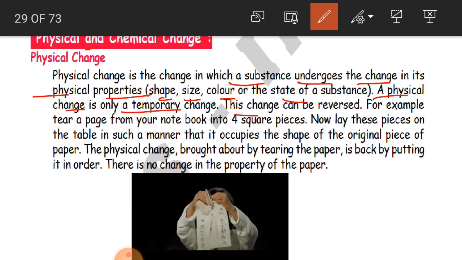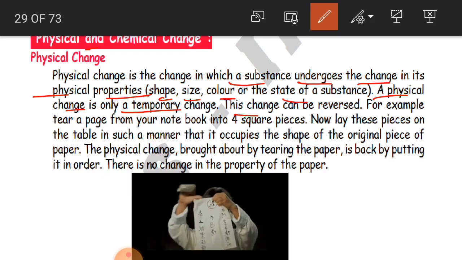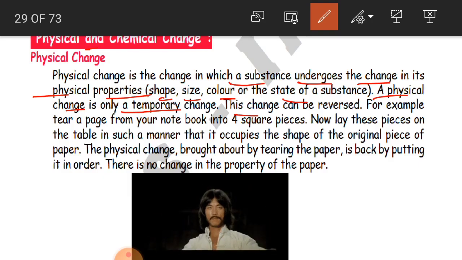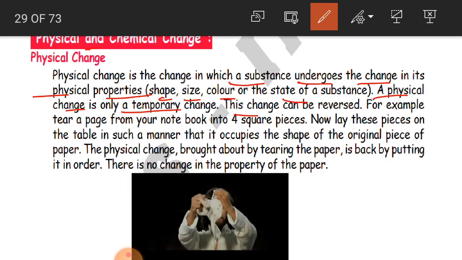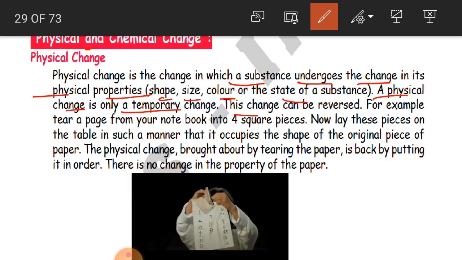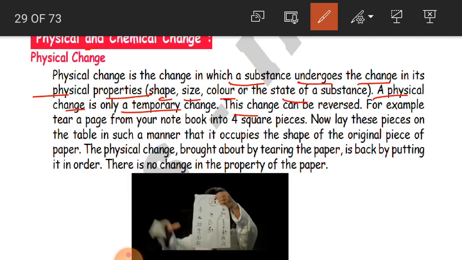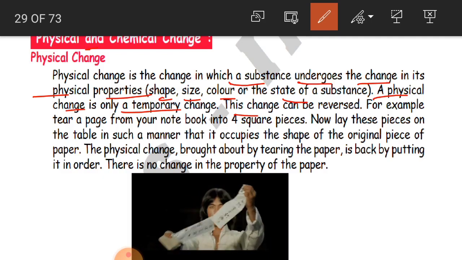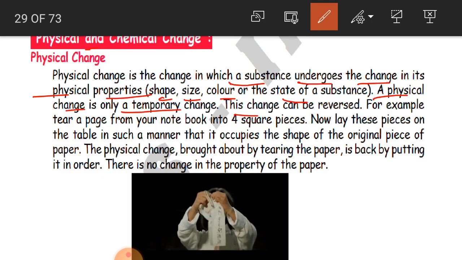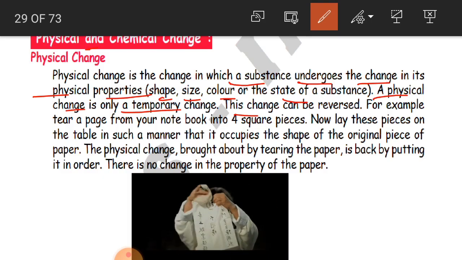Again that solid, that particular ice cube, if you keep it out from the fridge at room temperature, then again it is going to melt into water. Again the liquid has changed, solid has changed into liquid. This is reversible. So physical change is temporary. It is not a permanent change. It is reversible.